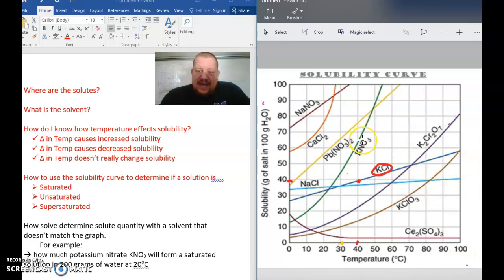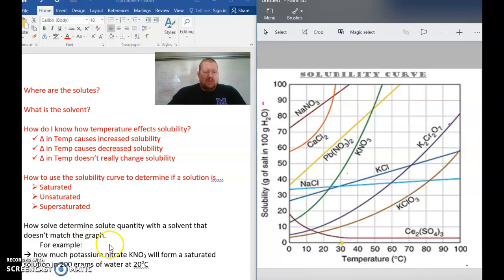But what if the question asked you about KNO3? Although it will be a saturated solution for KCl, this point now is below the KNO3 line, so it will be unsaturated. So make sure you focus on which line you're dealing with. All right, got that knocked out.